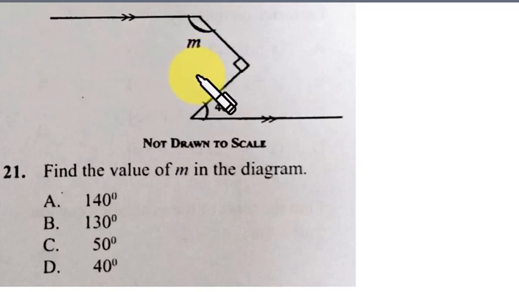We have three angles here. We have the angle m, we have this angle which is 90 degrees or the right angle, and that is a 40 degrees angle. So we are asked to find the value of the angle m in the diagram here.